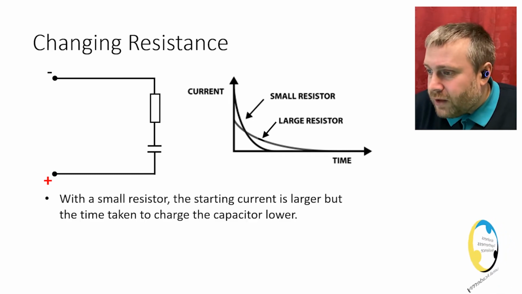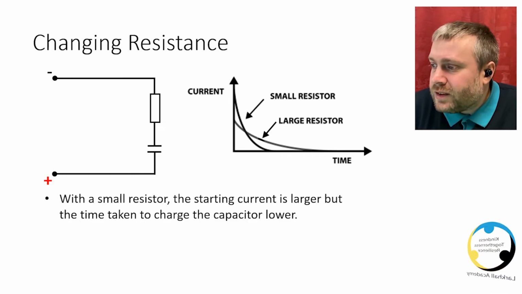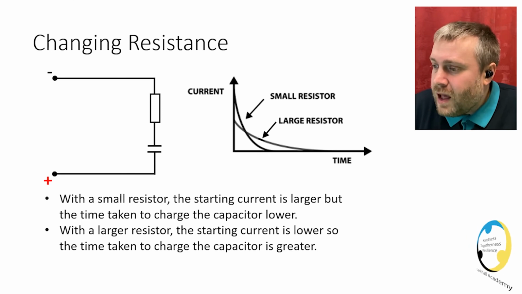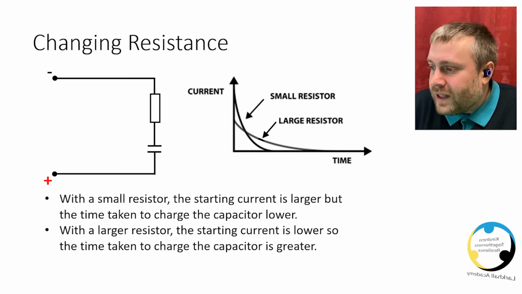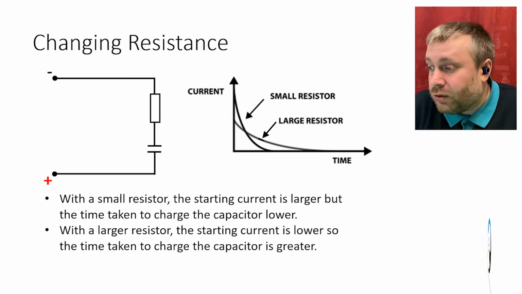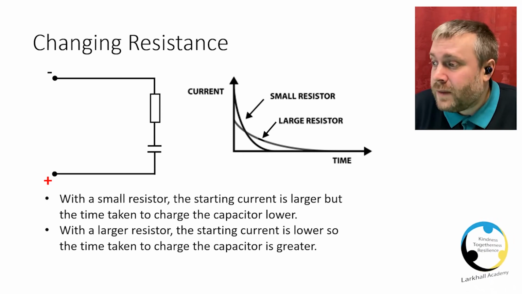Here's a quick note on that. First of all, with a small resistor, the starting current is larger, but the time taken to charge the capacitor is lower, so it takes less time to charge the capacitor. With the larger resistor, the starting current is lower, so the time taken to charge the capacitor is longer or greater. Okay, and it's as simple as that.